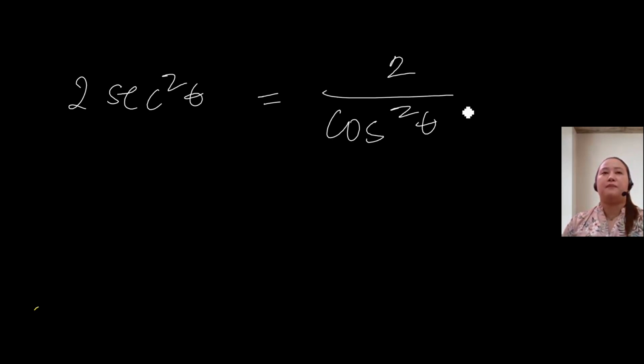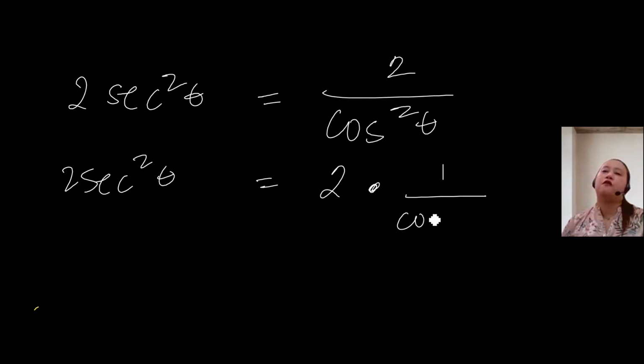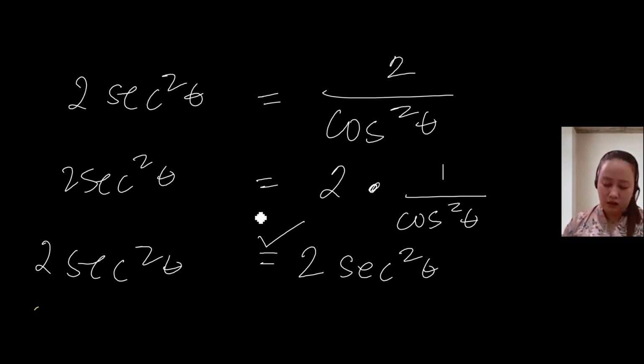So 2 secant squared theta equals 2 over cosine squared theta. Actually, this one can be written as 2 times 1 over cosine squared of theta. So 2 secant squared theta equals 2 times 1 over cosine squared theta, and this is equivalent to secant squared theta. And left and right are equal.